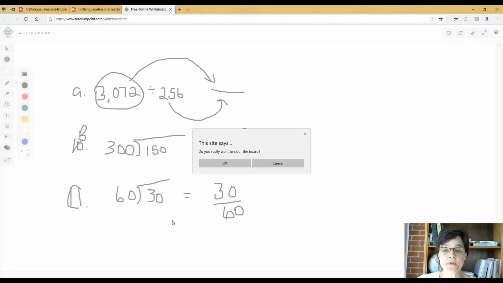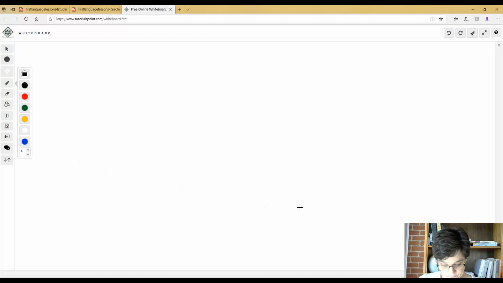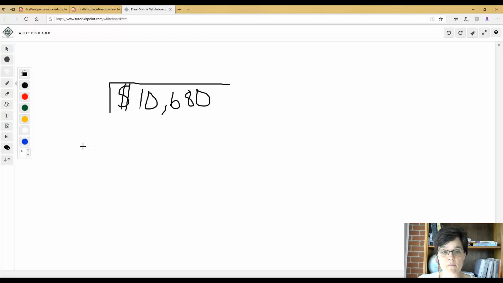Okay, on number 3, it says complete the division in problem 1F to find the monthly salary. So we're going to go back up to 1F, and that was dividing a yearly salary of $10,680 to find the monthly salary. Now remember, we're going to take the yearly salary, and we're going to divide it by what to get the monthly salary? 12, because there's 12 months in a year.